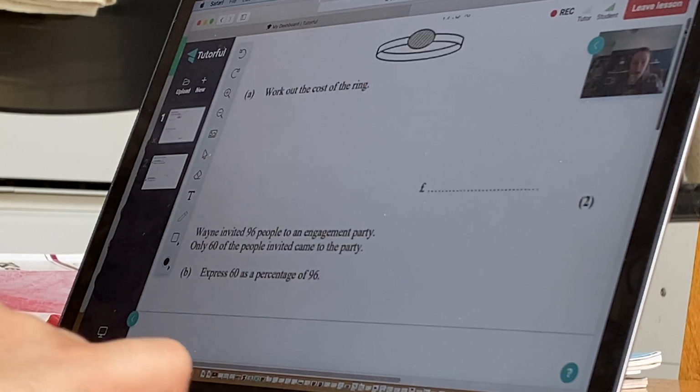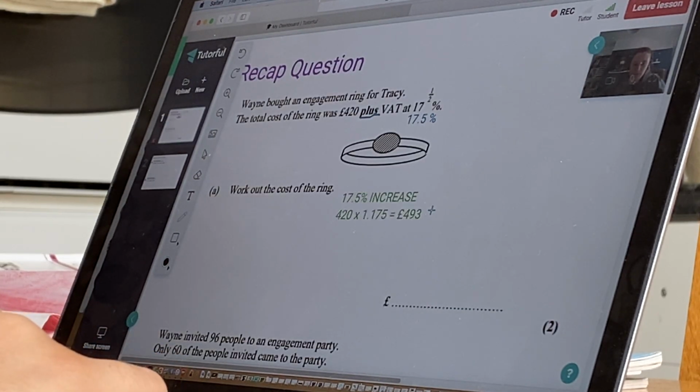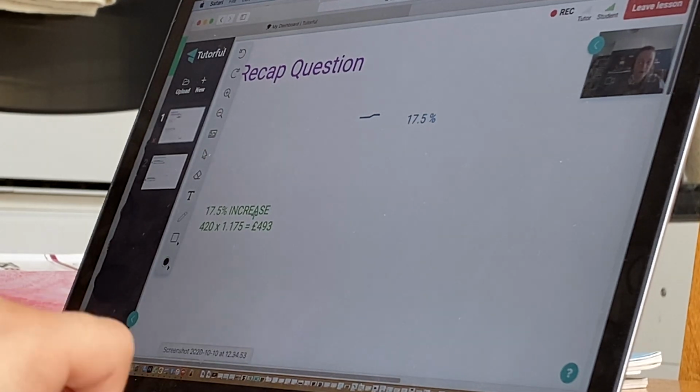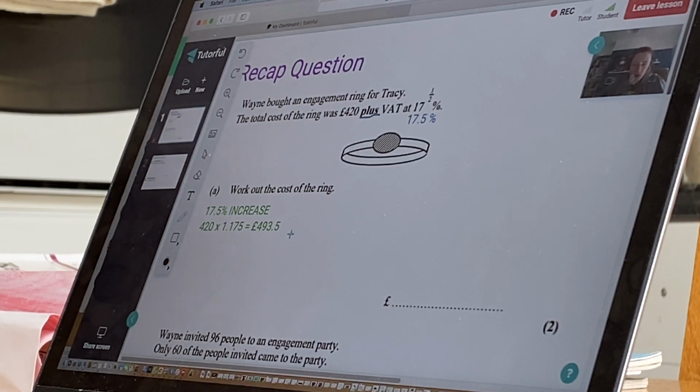Are you doing it the way that I'm doing it in green, or are you doing it the way that I'm going to do it in purple soon? I think the purple one. Okay, I'll quickly do that one then.